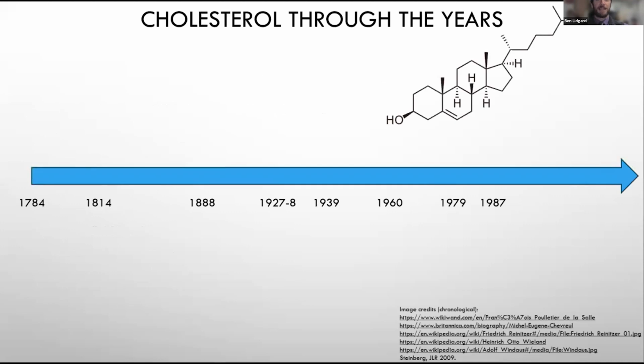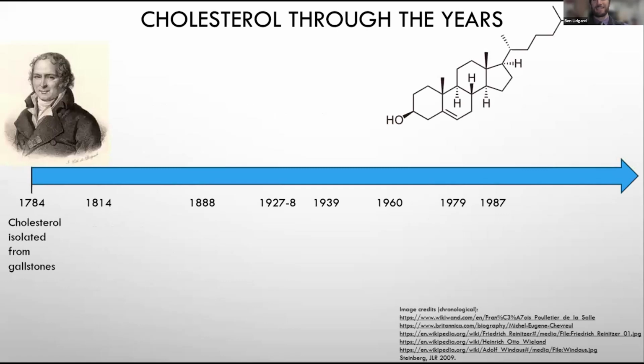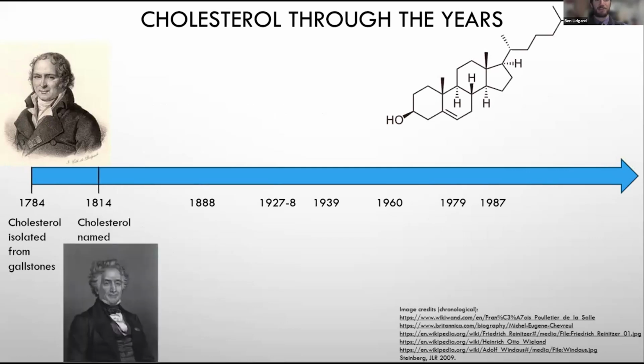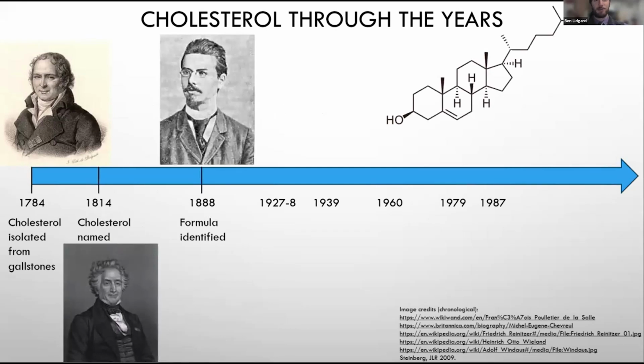So cholesterol has had a long and storied history that I'll touch on briefly. The physician chemist Francois Pelletier isolated cholesterol from gallstones in the 1780s, although this molecule wasn't actually named cholesterine, which is Greek for solid bile, until about 1814 by Michel Chevreul. Its molecular formula was later elucidated by the Austrian botanist Friedrich Reimitzer, taking the cholesterol crown away from the French in 1888, about 100 years after it was discovered.